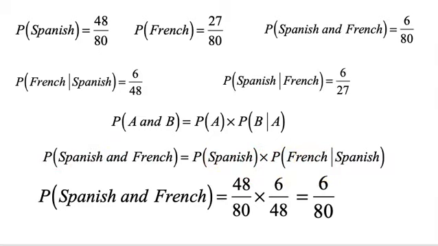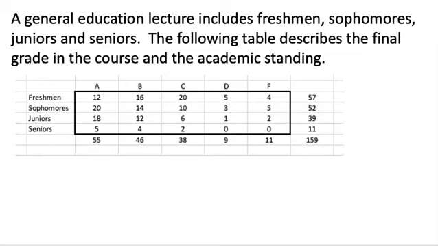Our next example is going to look at grades and academic standing. So we have a general education lecture that will have freshmen, sophomores, juniors, and seniors. The following table describes the final grade in the course and the academic standing. We're going to try to answer some questions about that.